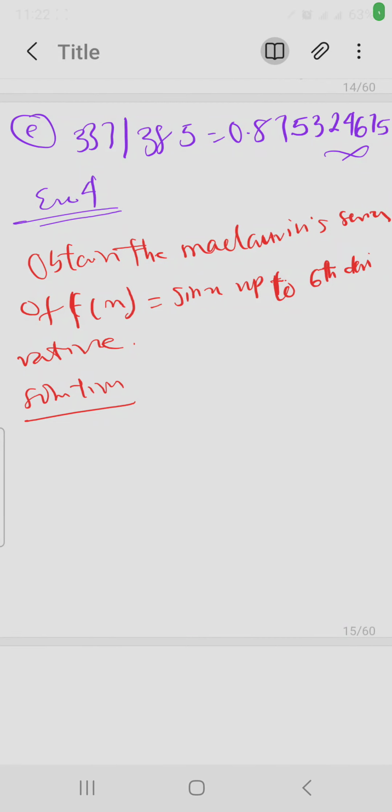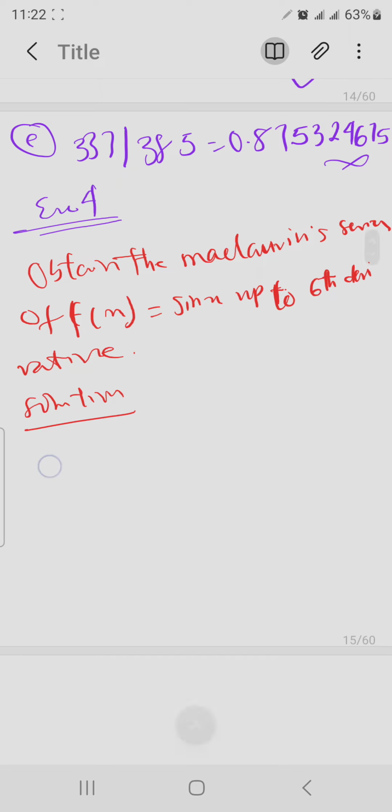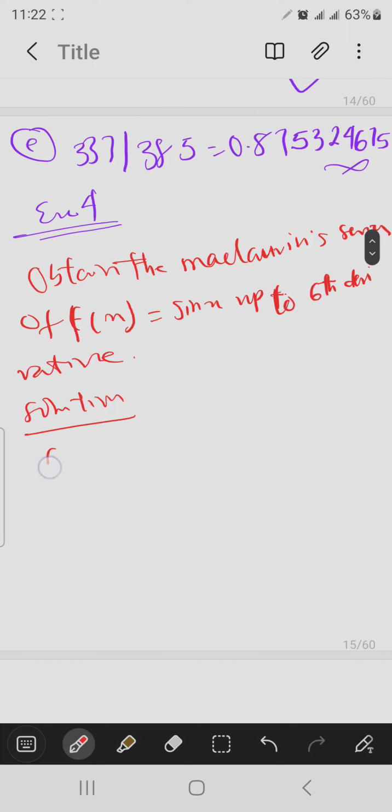Continue from where I stopped during the one of sines. The question is to obtain the Maclaurin series for sin x, f of x or sin x to the sixth derivative. Now, you know how we are doing it. The first thing is going to be f of x. I'll just write f of x.